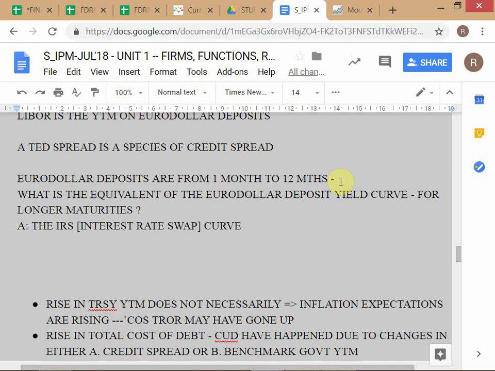Is it a time series chart or a cross-sectional chart? Cross-sectional. Who said time series? Somebody here said time series. Any yield curve is always a cross-sectional data chart. Okay, it is a snapshot at a point of time.